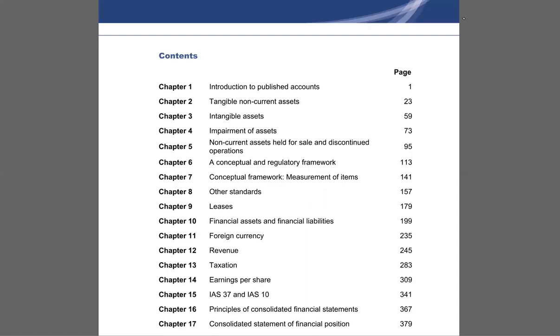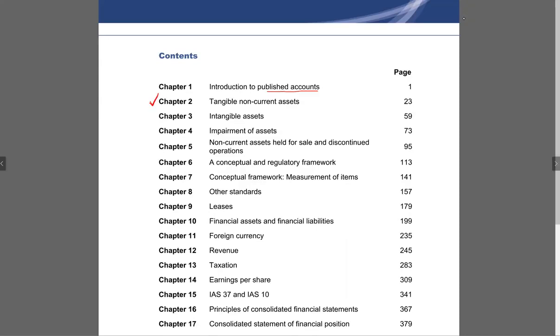So for example, these are the contents of your syllabus. Introduction to published accounts. Introduction to published accounts means financial statements. So first of all, there will be an introduction about basic financial statements. For example, what are the elements, what are the components which P&L will contain, what are the components which statement of financial position will cover. So after that, we will start from chapter number 2. We will start our syllabus, our lectures from chapter number 2.